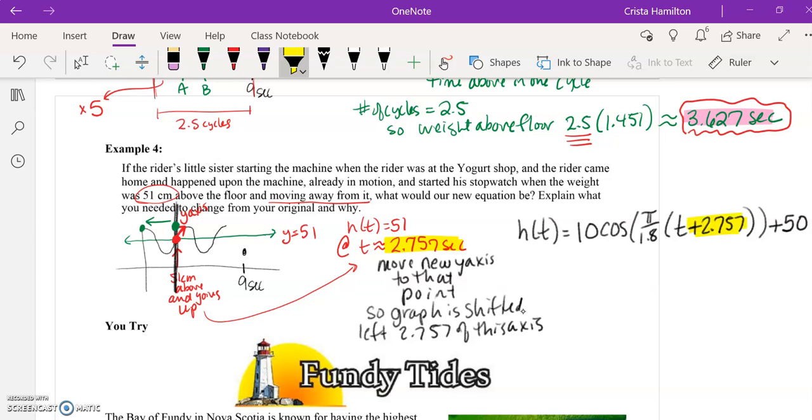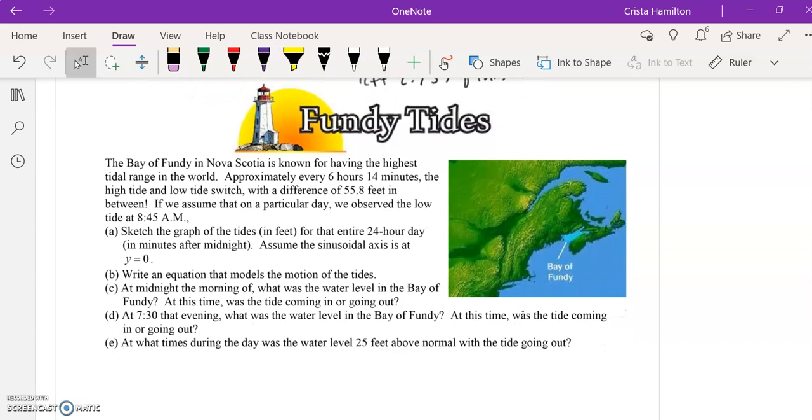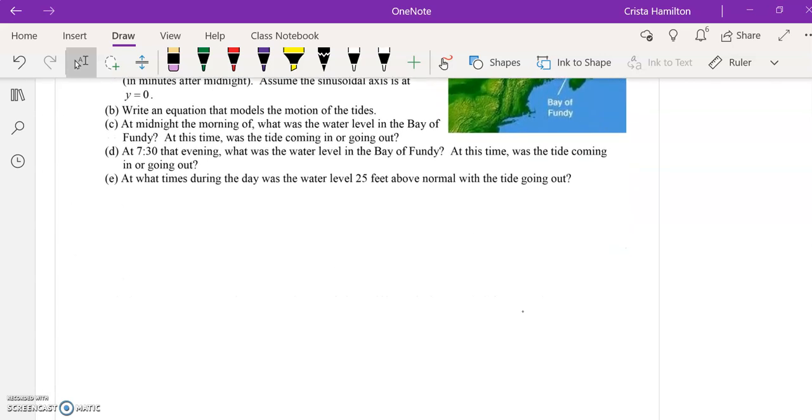All right, so that's going to wrap up the examples that I'm going to do for you. I'm going to go ahead and put a key up to the Fundy Tides example. I didn't separate this out as much, so this is kind of you knowing what to do if you see a problem like this. So put this on your own paper or show your work down below. And after you are done, come back in and check your answers with the key that I put up for the homework. So if you guys have any more questions on sinusoid applications, let me know.